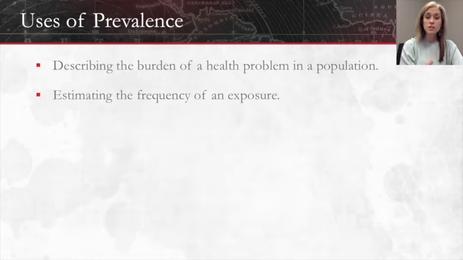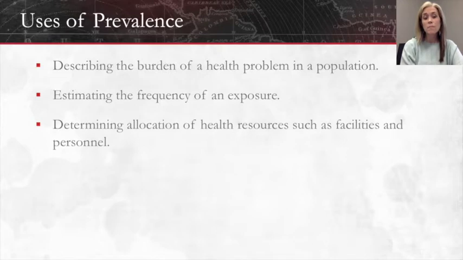Also, it's not just a proportion of people who have a disease or a health condition in the population. Prevalence is also used to estimate the frequency of exposure. So if you say, okay, well, what proportion of the population smoke, then you can say the prevalence of smoking in the total population. So it can be a proportion of those who are exposed. So it doesn't necessarily have to be a disease outcome.